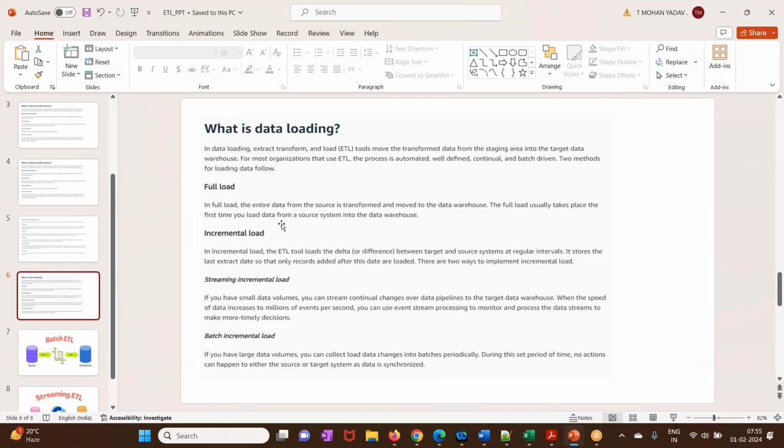They can perform the full load, in the sense that they are going to fetch the entire data which is present in the OLTP system and load it into the stage environment. It's known as a full load.